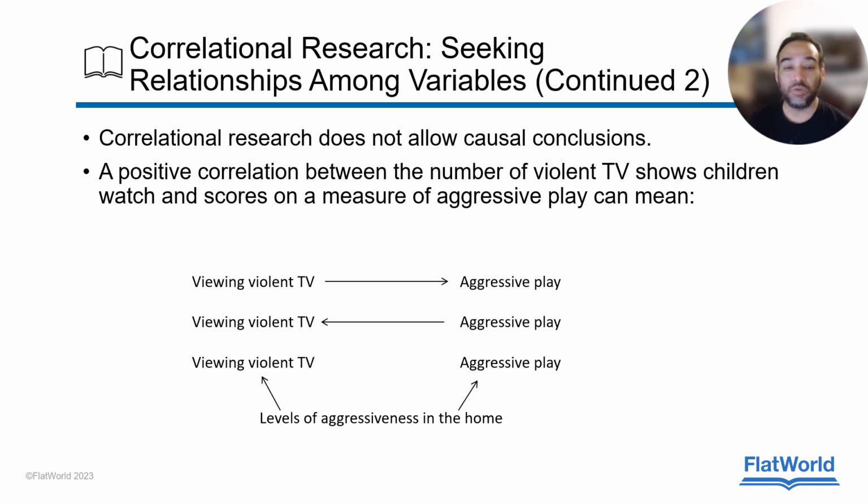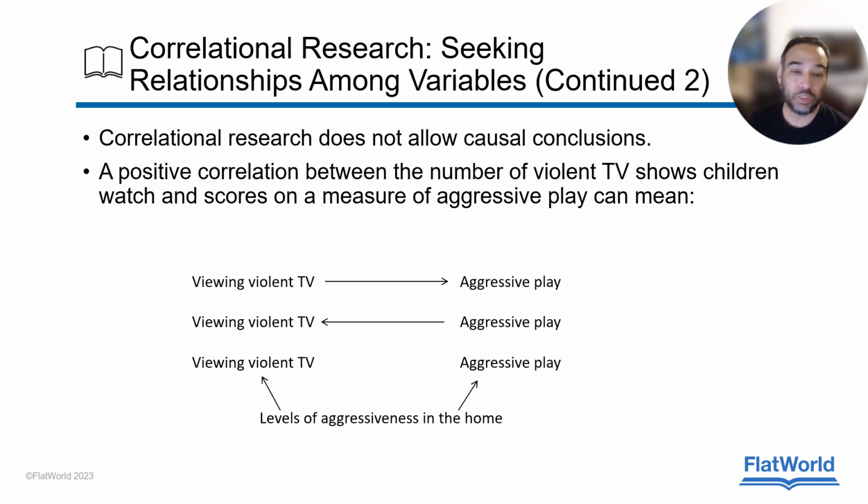So let's look at some examples, right? Correlational research, seeking relationships among variables. This one I'm just going to read through the slide and go through it slowly. This is something that's talked about in the news quite often, right? Seeking relationships amongst variables. Correlational research does not allow causal conclusions.